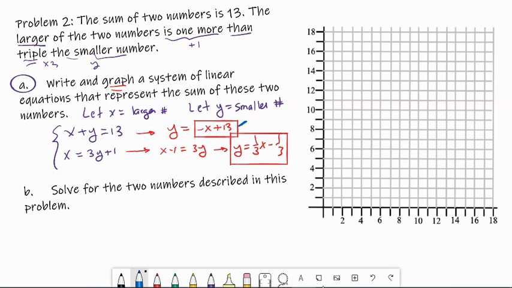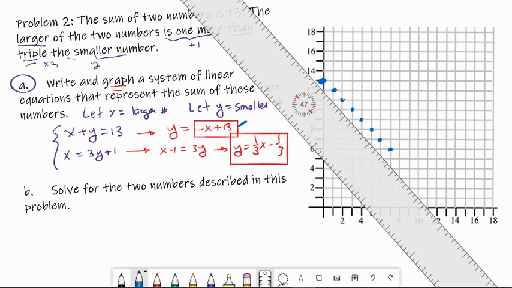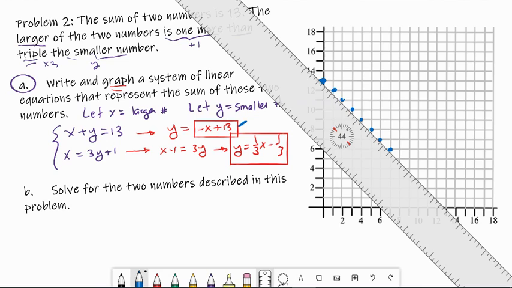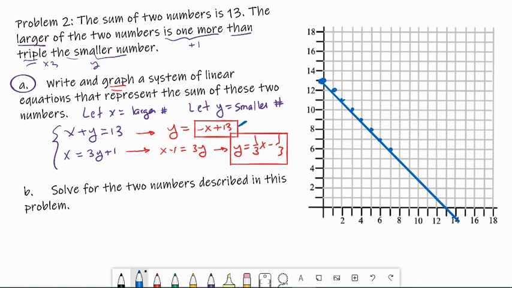So the top equation, I'll start at 13, put my point on the y-intercept, and the slope is -1, so it's 1 down and 1 over. And then we'll connect those points. And now the next equation, we start at -1/3, so that's down below.